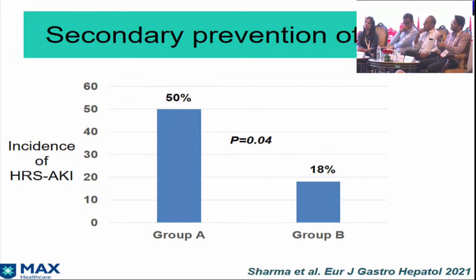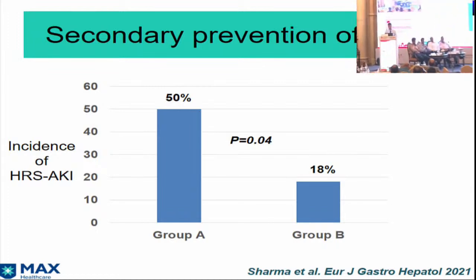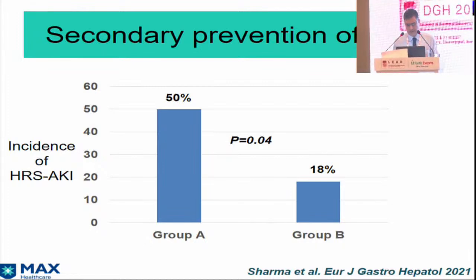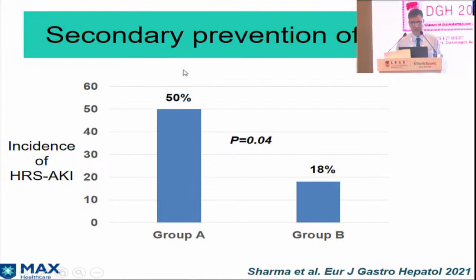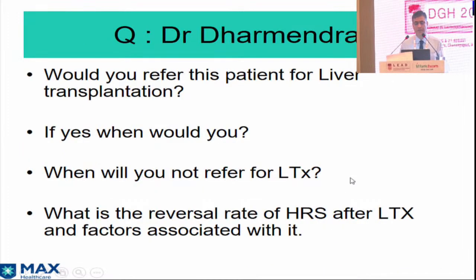Right, this was a small study. We do keep talking about after we discharge these patients, what about if we put them on midodrine? So midodrine plus albumin versus albumin alone by Praveen Sharma. So 50% of patients in this group had HRS-AKI versus 18% in group B.